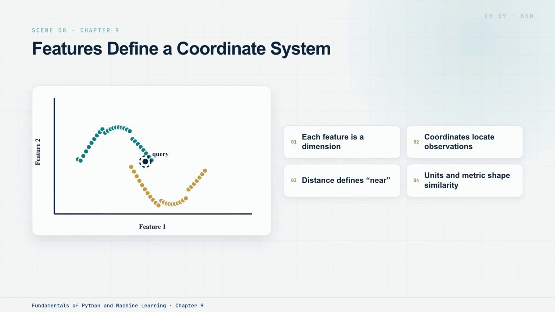Each numerical feature can be viewed as a dimension. With 2 features, every observation can be placed at a coordinate on a 2-dimensional graph. With 3 features, the observations occupy 3-dimensional space. With many features, the model operates in a higher dimensional feature space that is difficult to visualize directly. Distance measures how far apart 2 observations are in that feature space. The meaning of near depends entirely on the selected features, their units, and the distance metric.